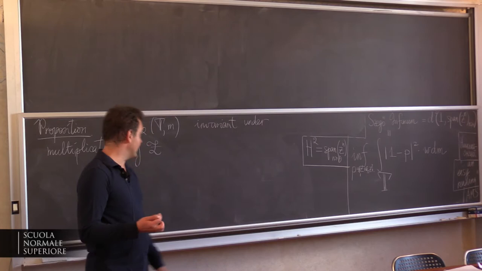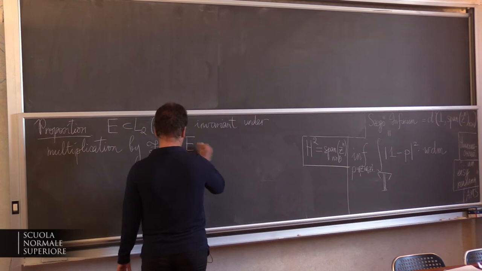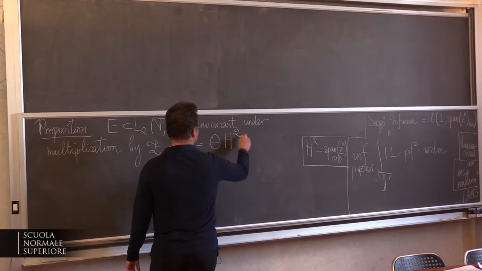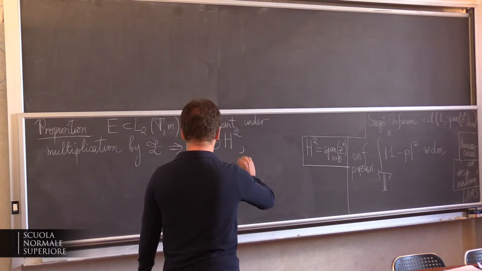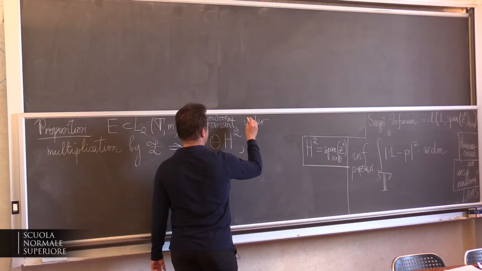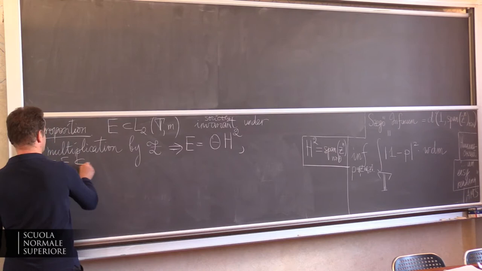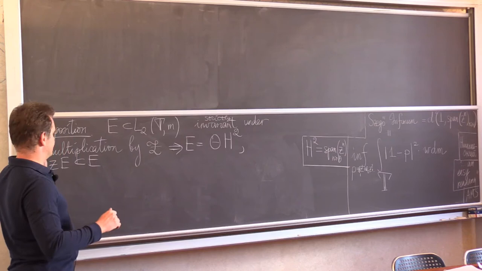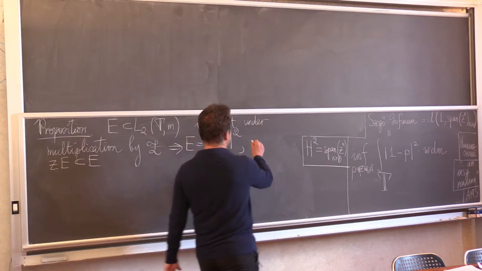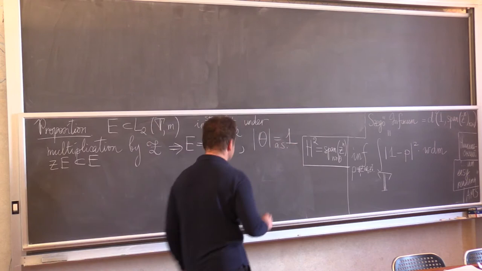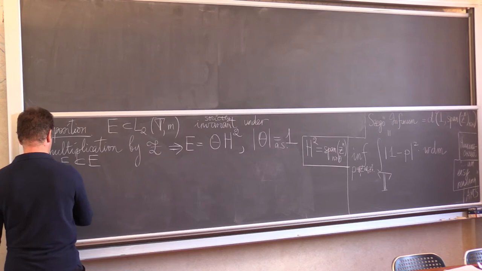In fact, under multiplication by Z, we can have E equal to theta times H2, and strictly invariant, because as I said, doubly invariant subspaces are trivial. So E has the form E equals theta H2, where the absolute value of theta is equal to one almost surely. So let us prove this. It's a simple, elegant statement.